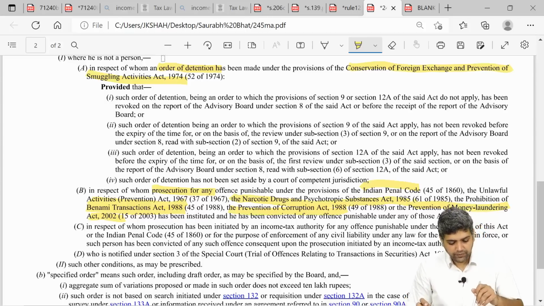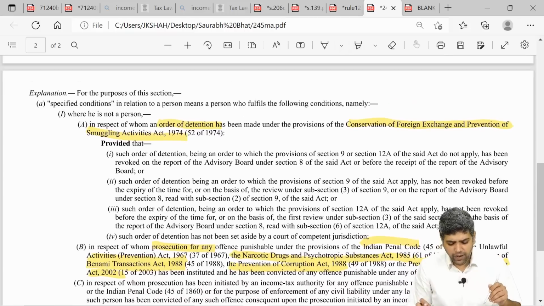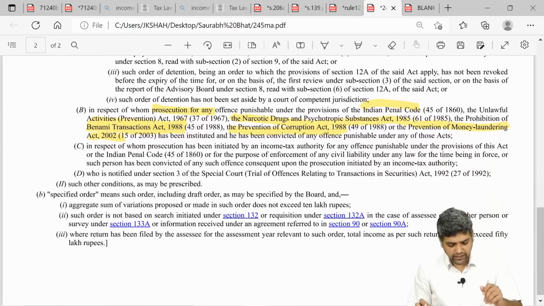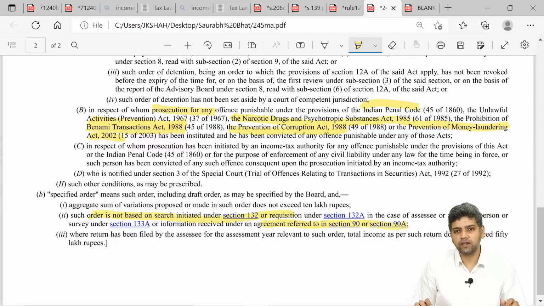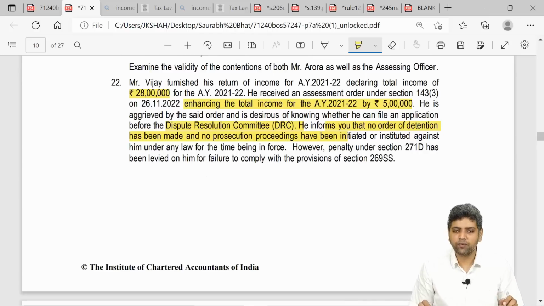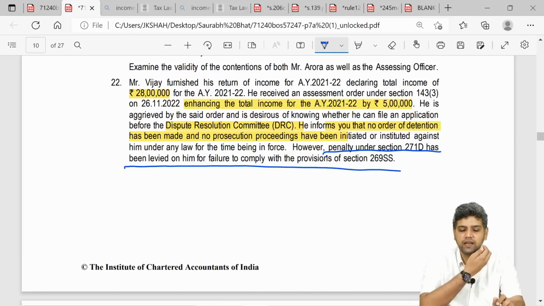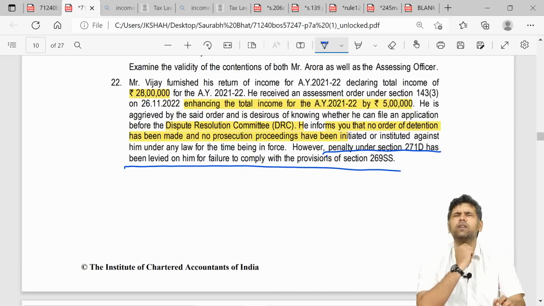Or in case the order is passed pursuant to any information which is received by the central government under section 90 or 91, that is Exchange of Information Pact, or the assessee's variations are based on any search conducted, then he cannot approach the dispute resolution committee. I think none of that is attracted in the case of the assessee. They are telling us a penalty is imposed under 271D for failure to comply with 269SS. Now suddenly students will wonder, what is this? See, it's not relevant for our answer.